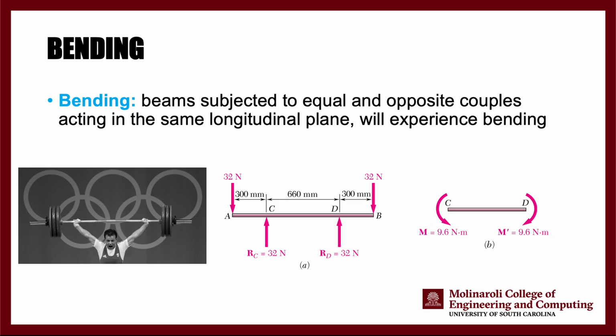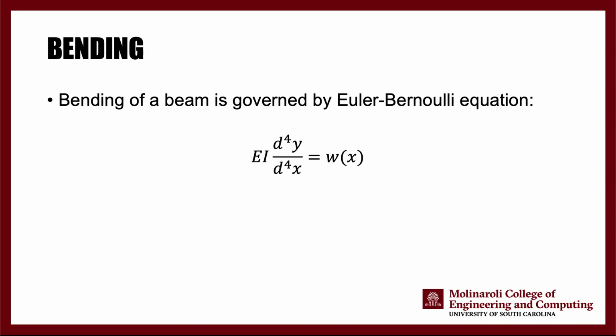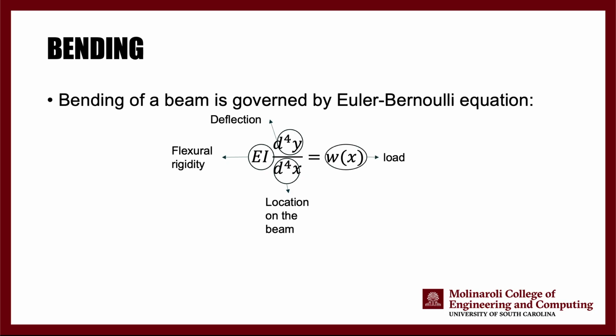This sort of scenario is called bending of beams. And the equation we use to analyze the bending of beams, this differential equation, essentially has flexural rigidity, modulus of elasticity multiplied by the moment of inertia, multiplied by the fourth derivative of deflection at any point on the beam with respect to the location on the beam, to the fourth. And all of this has to be equal to the load that is being applied.